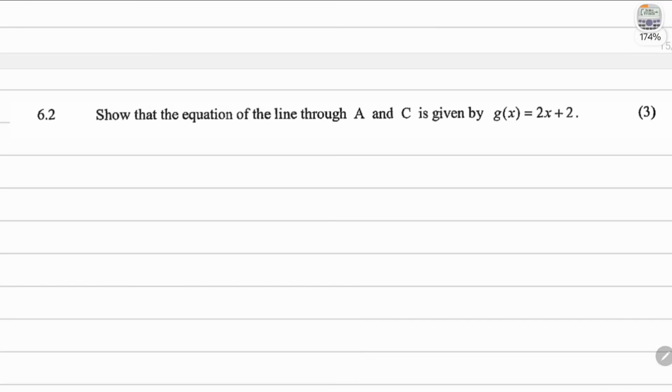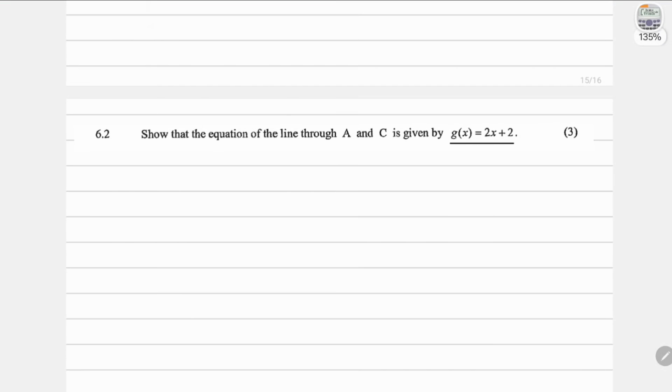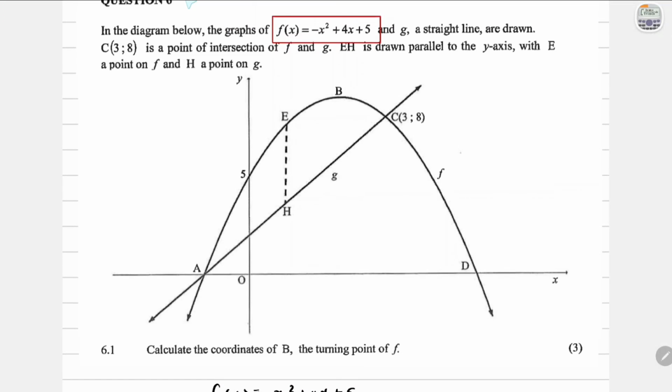The next question, 6.2, says, show that the equation of the line through A and C is given by this. So it's going to pass through A and pass through C. The only thing we need is the point A. We already have C. And then it's really just finding the equation of a straight line. So how can we find the point A? Well, it lies on the graph of f, which we have. It's specifically one of the x-intercepts. So find the x-intercept and we'll know what A is.